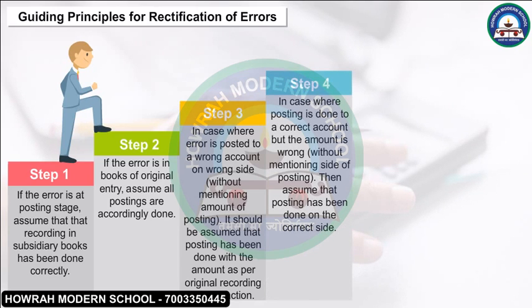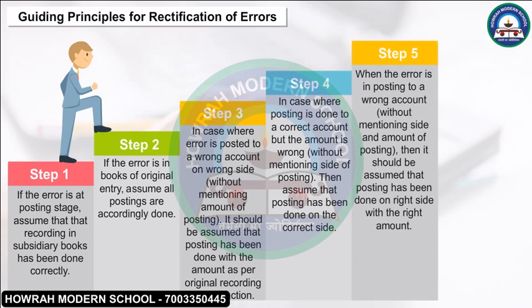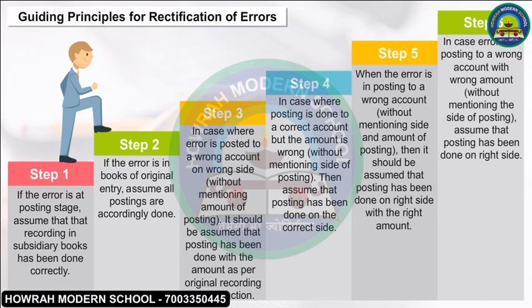4. In case where posting is done to a correct account but the amount is wrong without mentioning side of posting, then assume that posting has been done on the correct side. 5. When the error is in posting to a wrong account without mentioning side and amount of posting, then it should be assumed that posting has been done on the right side with the right amount. 6. In case error is of posting to a wrong account with wrong amount without mentioning the side of posting, assume that posting has been done on right side.